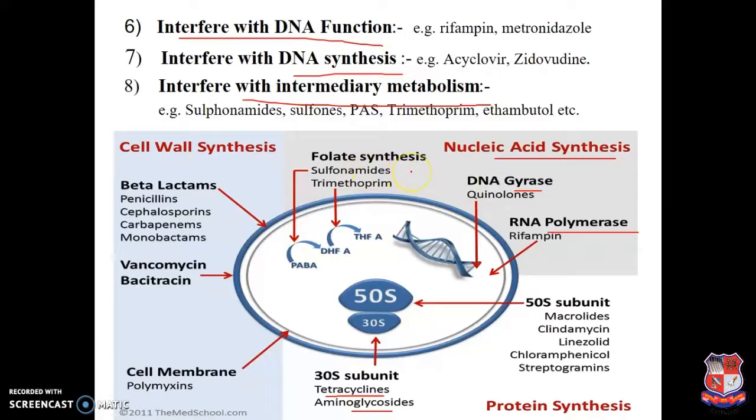Folate is the most important material for synthesis of DNA, RNA as well as protein, because this is the metabolic product of para-aminobenzoic acid. Sulfonamide and trimethoprim inhibit the synthesis of folic acid. So this is metabolite inhibition. This is the mechanism of action that is most important for the development of bacteria.